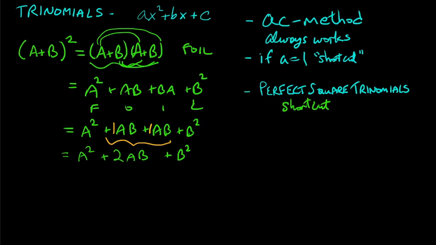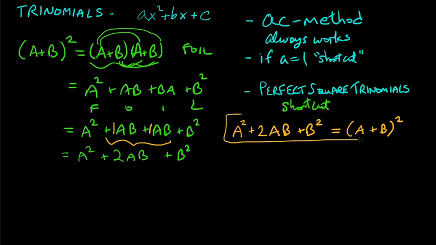So we're going to think about this backwards. We're looking at the trinomial, A squared plus 2AB plus B squared. And if we see this pattern here, we should be able to factor it as A plus B squared. Okay? So keep this in mind. This is what we're going to use over and over again.